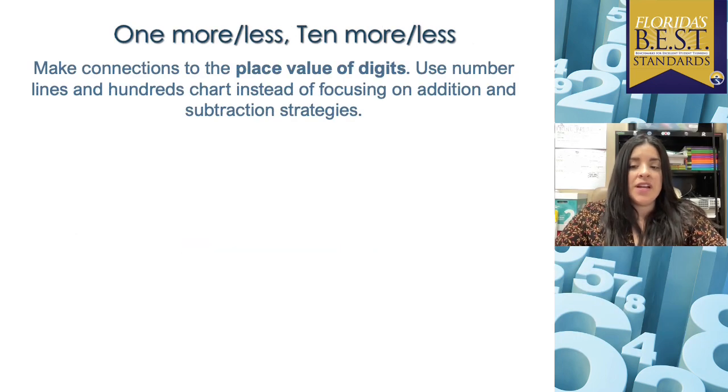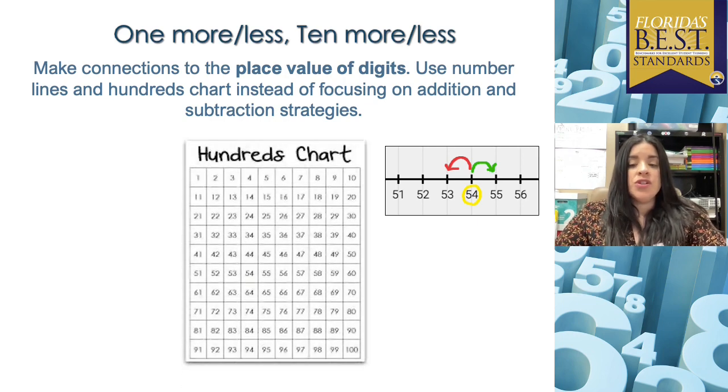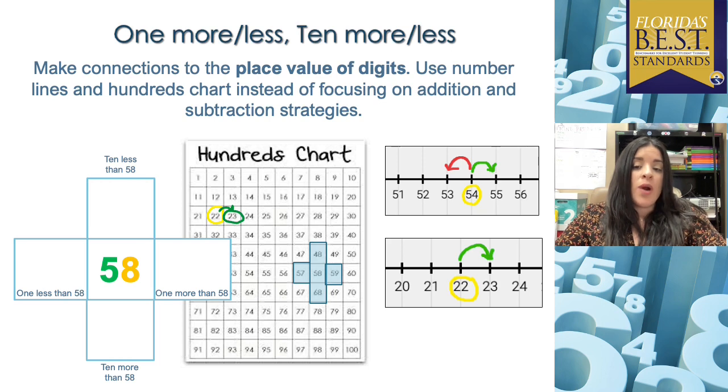Another skill is identifying 1 more or less and 10 more or less. As with all concepts in this unit, we want to focus on the place value, not addition and subtraction equations. So instead of equations, use number lines like this one to reinforce the idea of 1 more and 1 less. Also, make connections to the hundreds chart like this one. Ask students to describe patterns that they see in the digits as numbers increase or decrease by 1 and 10. What happens to the number in the tens place when you add 10? What happens to the number in the ones place when you subtract 1?